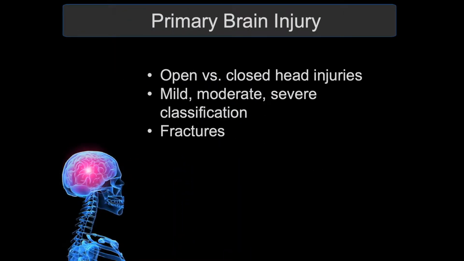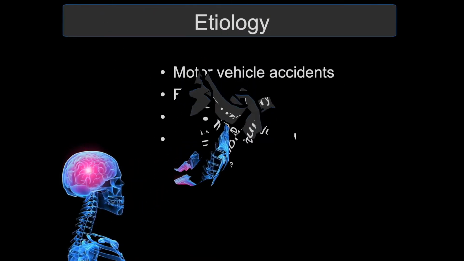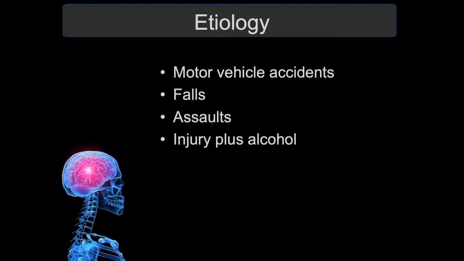Brain injuries are further divided into primary and secondary injuries and may result from either open or closed head injuries, can be classified as mild, moderate, or severe, and in many cases involves fractures. Leading causes for traumatic brain injury include motor vehicle accidents, falls, assaults, and the combination of injury while being intoxicated on alcohol.